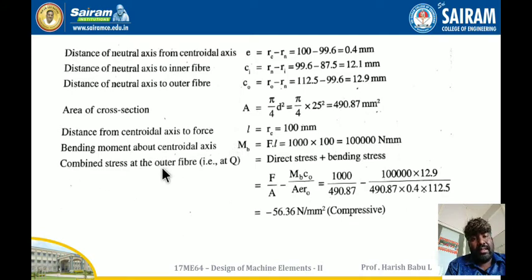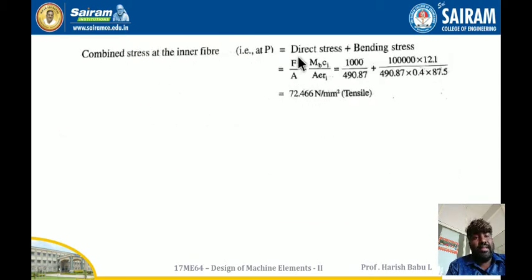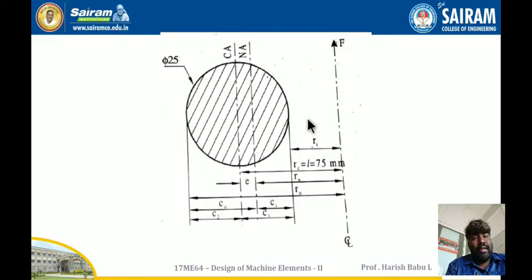So combined stresses at the outer fiber, so direct stress plus the bending stress I have to consider. So direct stress is F by A, and the bending stress directly I am going to write as Mb C naught divided by A E R naught. I am going to substitute the values. So when you go for outer fiber, I am going to get minus 56.36 Newton per mm square. So it will be a compressive stress. So combined stress of the inner fiber will be direct stress plus bending stress. So F by A, since it is inner, plus Mb into Ci divided by A E Ri. Substituting all the values, I am going to get 72.466 Newton per mm square, that is tensile. So coming on to the next cross section, that is RS.